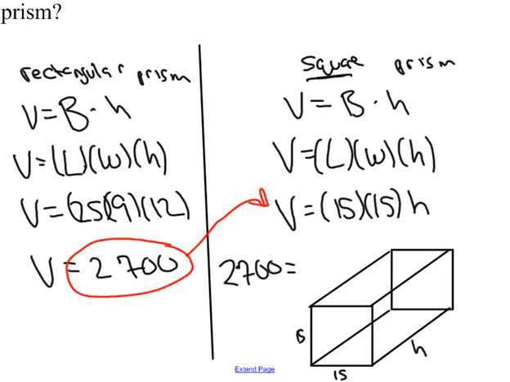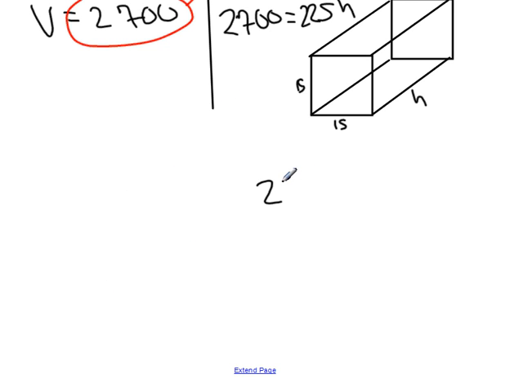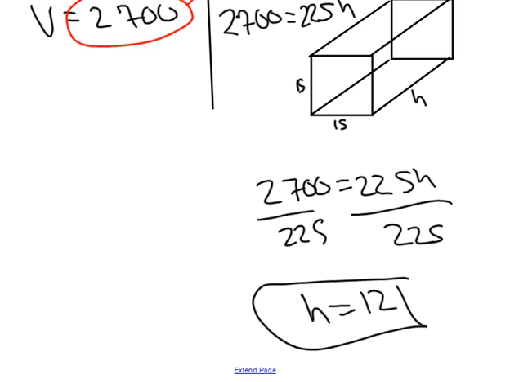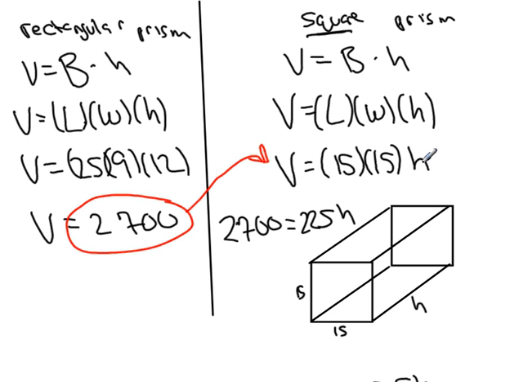So I'm going to get 2700 equals 15 times 15, which is 225, so I get 225h, and then you're just going to solve for h. So you get 2700 equals 225h. Divide both sides by 225. And we will get, what is that, 12? So the height is 12. So if the height is 12, and with this side, you'll have this volume.